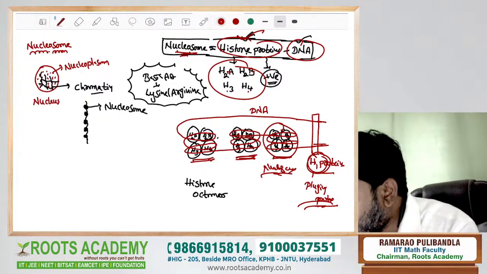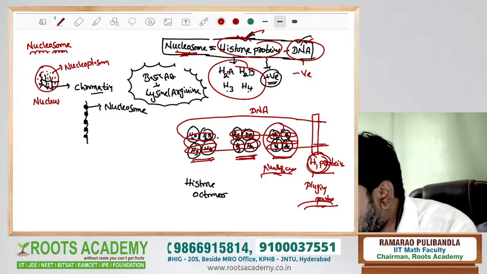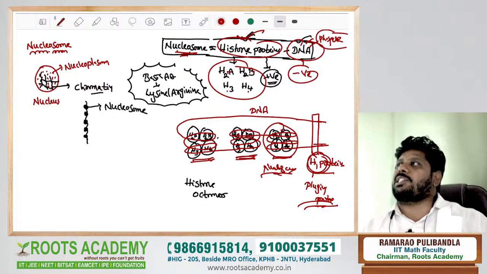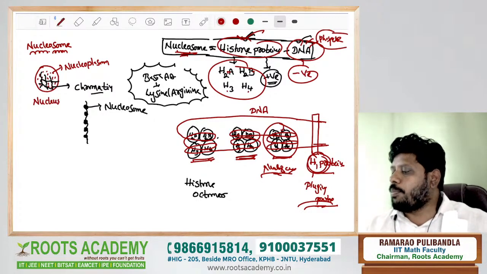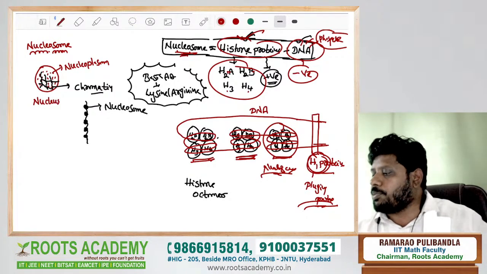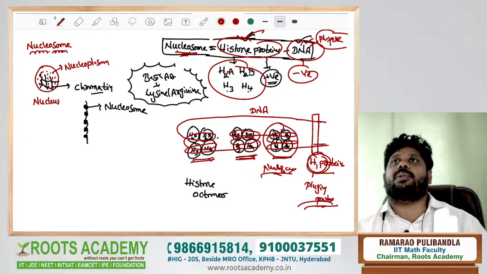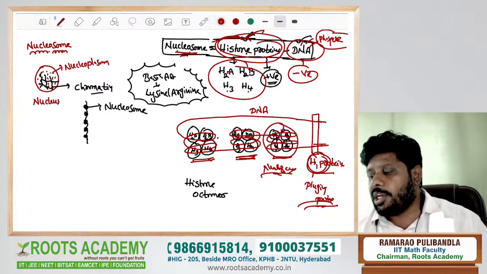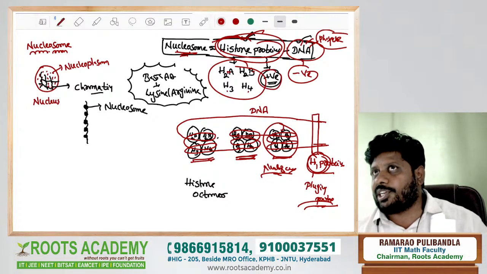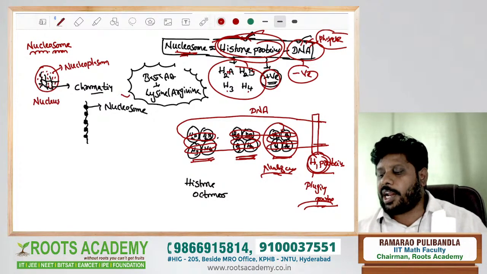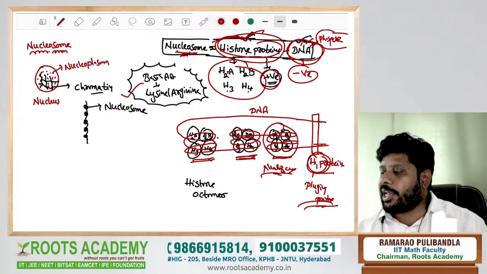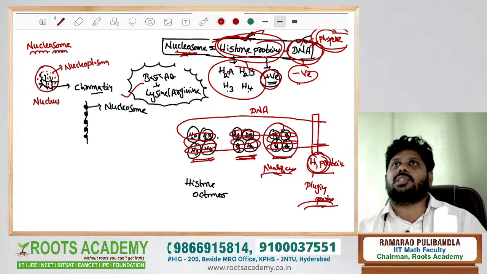And see, DNA is present in negative charge because DNA structurally consists of phosphate. Wherever phosphate is present, it develops a negative charge. Phosphate always develops negative charge, not positive. Histone proteins are in which charge? Histone protein is present in positive charge, because of the basic amino acids lysine and arginine. And DNA is present in negative charge because of phosphate.